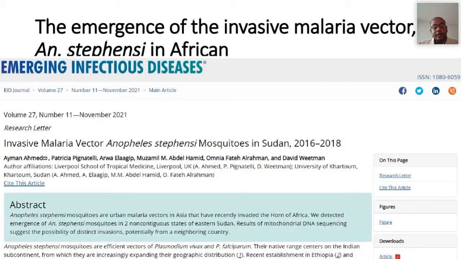Our vector control and surveillance teams keep focusing on the already known members of malaria vectors, mainly the Anopheles gambiae complex and Anopheles funestus group. And one of the differences between Anopheles stephensi and the well-known local vectors in Africa is that both the Anopheles gambiae complex and the Anopheles funestus group breed on the ground. On the other hand, Anopheles stephensi mainly breeds in man-made water containers. That's why it is out of the reach of our routine surveillance for malaria vectors.